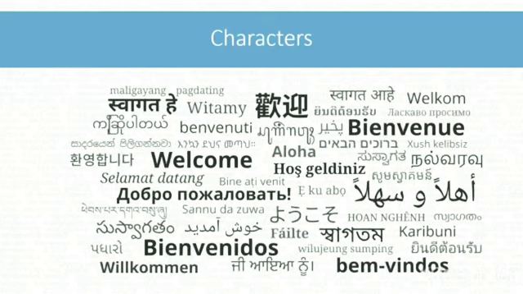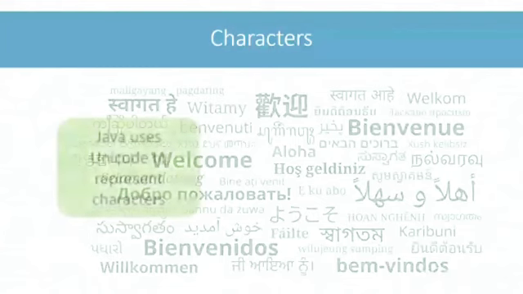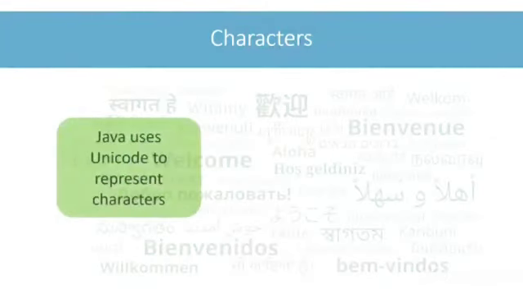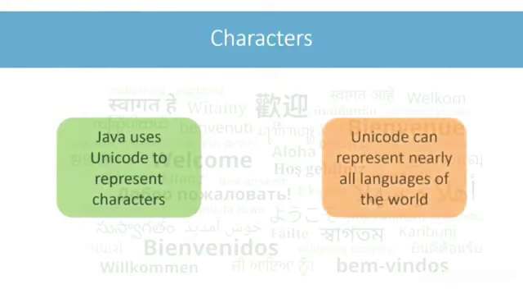Java uses Unicode to represent characters. Unicode can represent nearly all languages of the world like English, Hindi, Bengali, Kannada, Arabic, Hebrew, Chinese, Japanese, Greek, Hangul, and the list goes on.